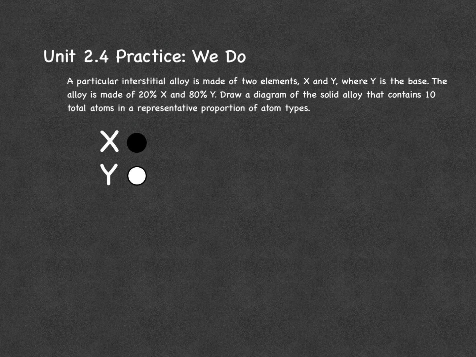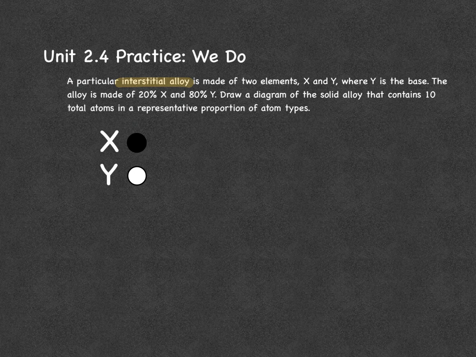So there's a few things to highlight in this question. The first thing that comes up is that this is an interstitial alloy. Alloy meaning it's a mixture of two or more metals, in this case two metals, X and Y, and interstitial meaning that the radii of those two metals are not going to be the same, that they're going to be different. One is going to be large, one is going to be small.